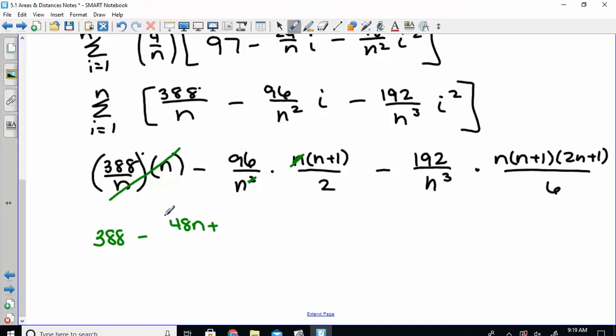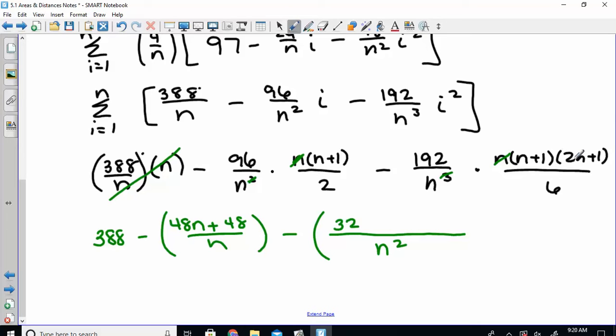I'll go ahead and just distribute that, so it'll be 48n plus 48. Okay, 192 over 6 is 32. Cancel one of those n's. Can I FOIL this and distribute the 32 at once? Or am I going to lose you?